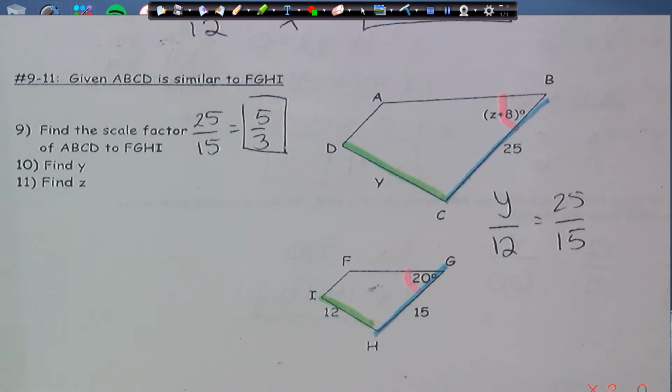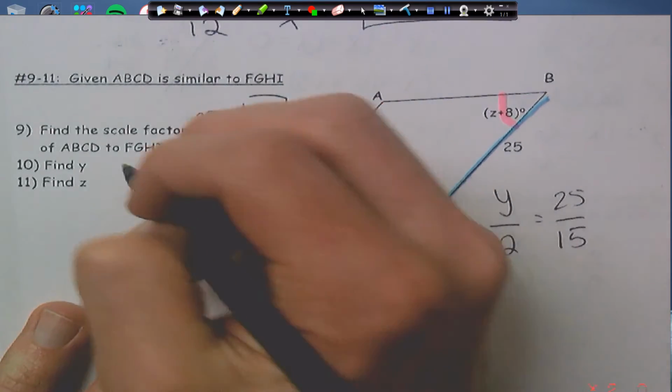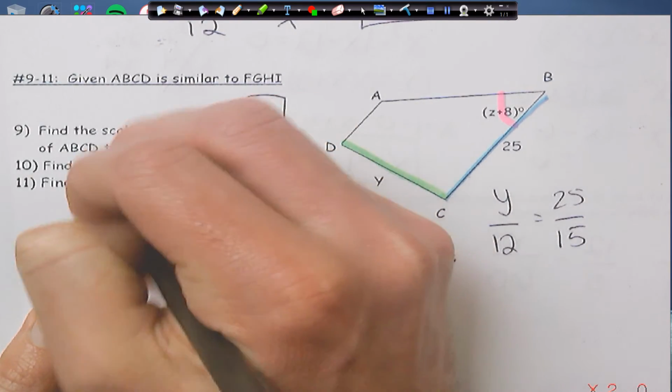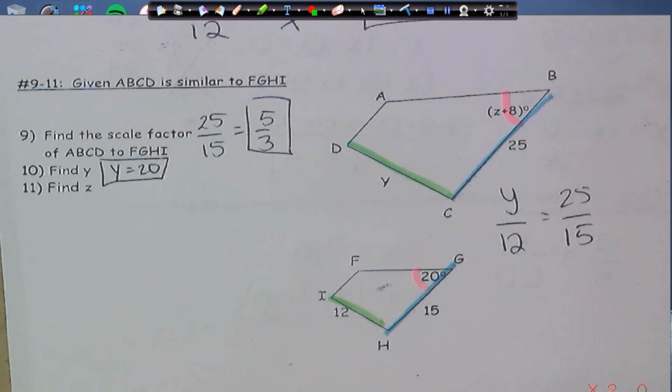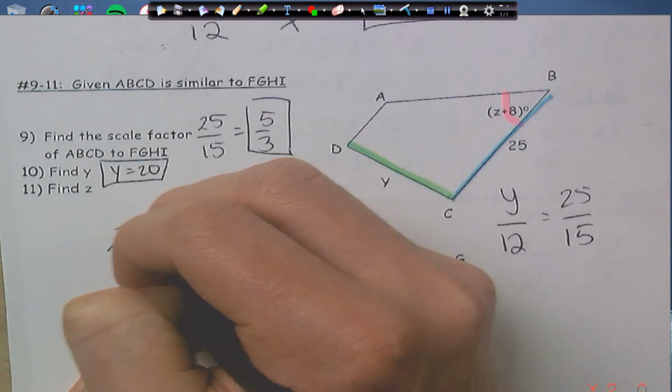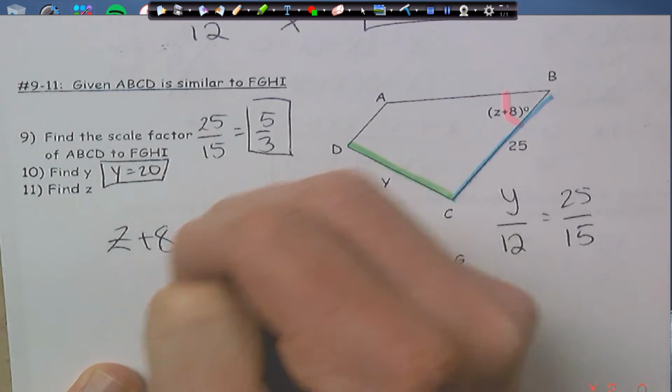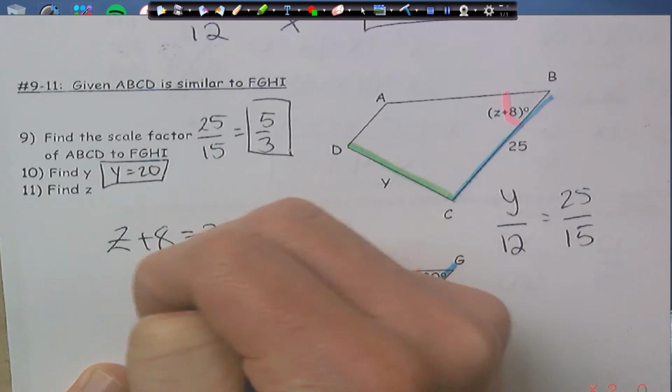Go ahead and cross multiply. Again, I'm doing this in my calculator. 12 times 25 is 300. Divide by 15. Y equals 20. And z, this one's even easier. Sides are proportional in similar figures, but angles are congruent in similar figures. So we're going to get z plus 8 should just equal 20, also known as z should equal 12.